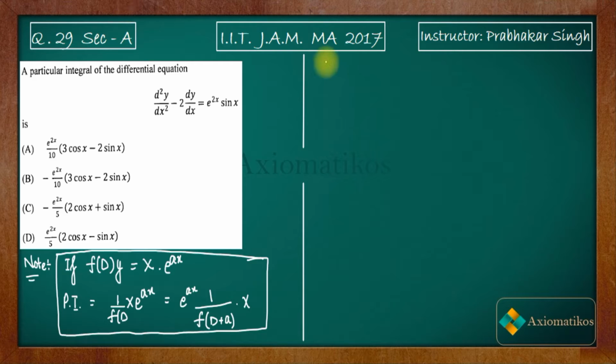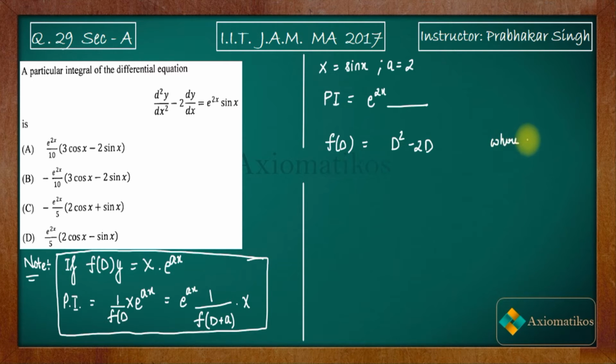What is our X? Our X is sin x. And what is our a? Our a is 2. So according to the formula, the particular integral will be e^(2x) over f(D + a). Firstly, let us write f(D). Our f(D) is D squared minus 2D, where D represents the derivative d/dx.